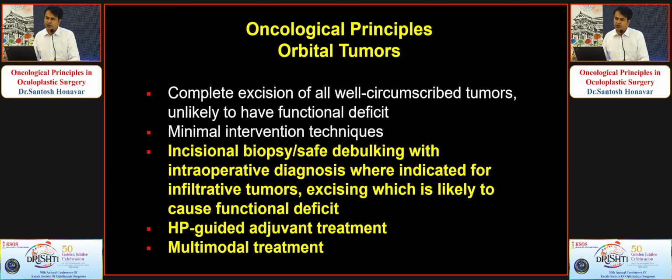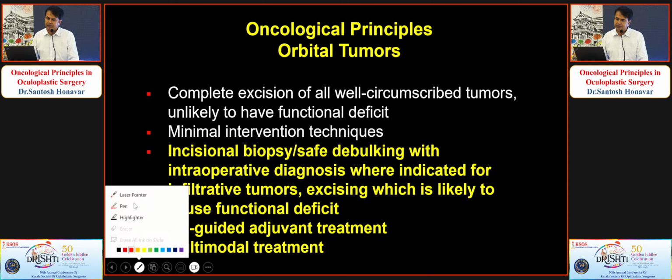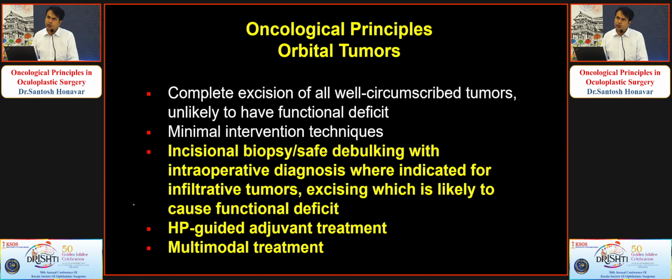Oncological principles in orbital tumors, irrespective of what the tumor could be, benign or malignant, based on your clinico-radiological evaluation: if it is well circumscribed, then you must completely excise. There is no role for an incisional biopsy in a well circumscribed tumor that is not affecting critical structures in the orbit. I'm not talking about optic nerve tumors here, but I'm talking about tumors which are well circumscribed, which are not affecting the critical structures in the orbit.